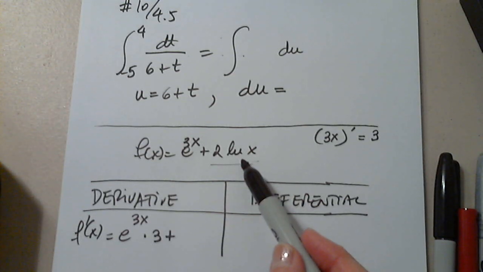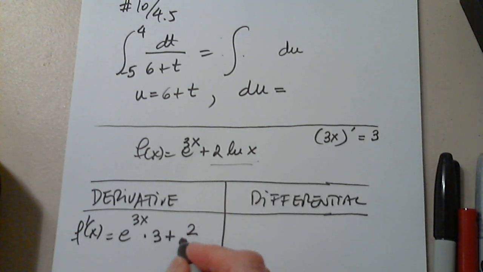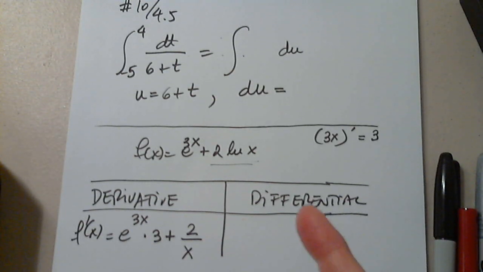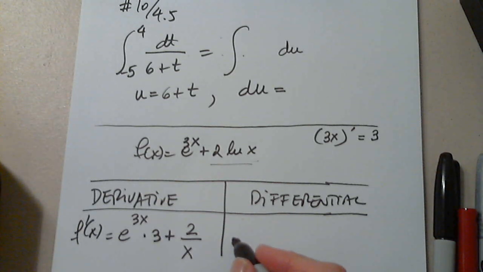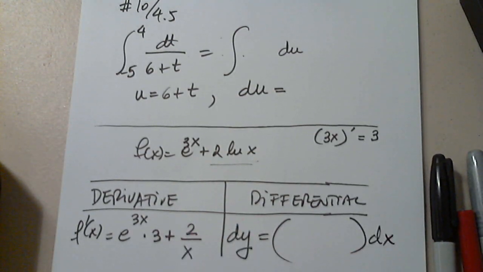What is the formula for differentiating natural log x? Is it 1 over x? Good. With 2 at the top. Excellent. Now, how do I write the differential for this function? But you add dx at the end? I'm not adding, but you're saying we're multiplying. Correct. So this is dy. Very good. Times dx, not plus.